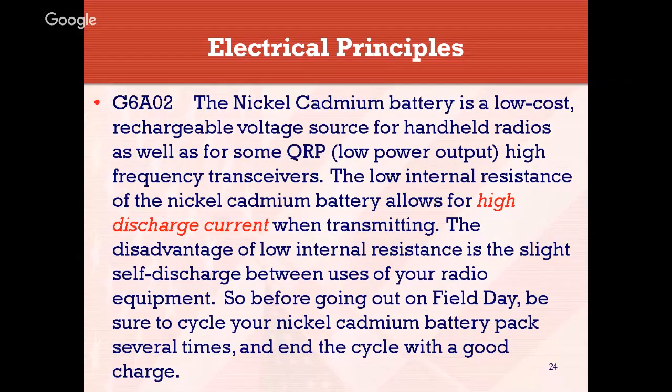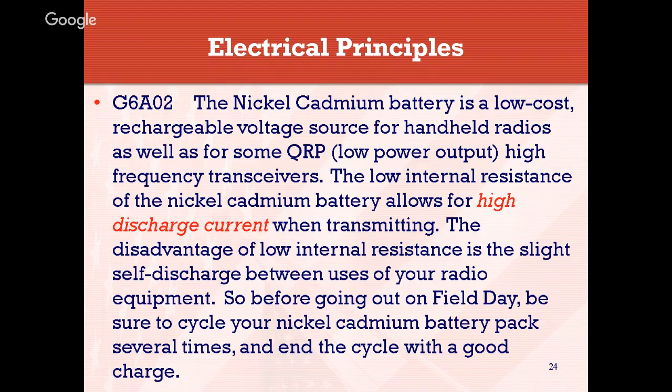The nickel cadmium, or shortened as NiCad, battery is a low-cost rechargeable voltage source for handheld radios, as well as for some QRP, or low power output, HF transceivers. The low internal resistance of the NiCad battery allows for high discharge current when transmitting. The disadvantage of low internal resistance is a slight self-discharge between uses of your radio equipment. So before you go out on field day, be sure to cycle your nickel cadmium battery pack several times and end the cycle with a good charge.